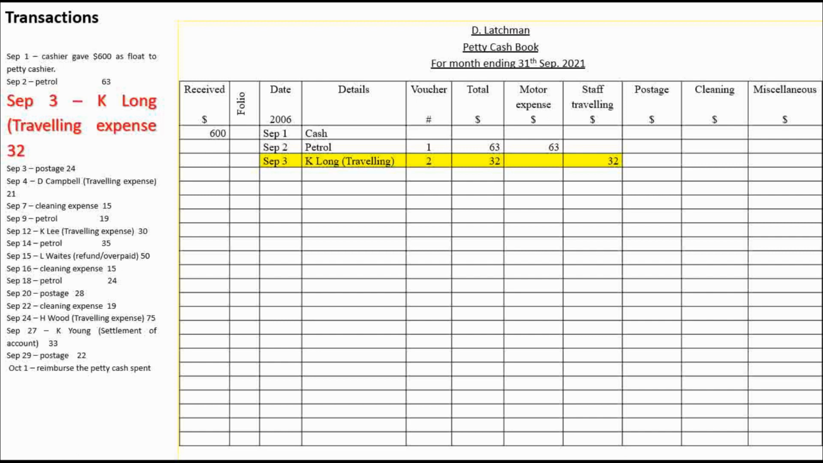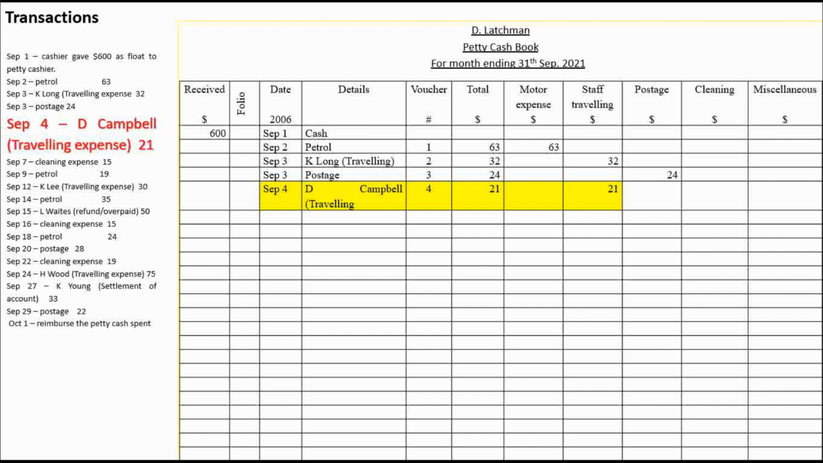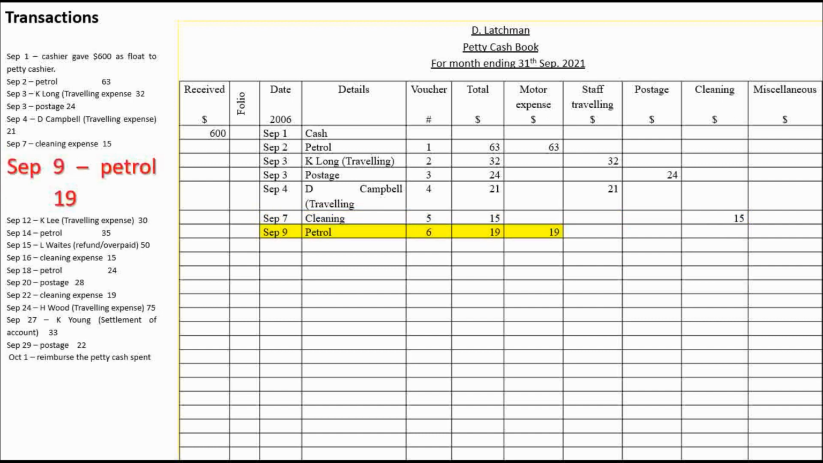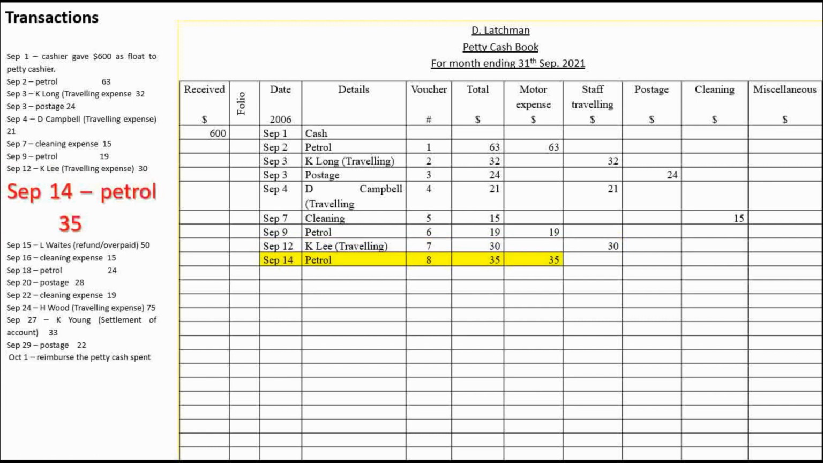3rd of September, K Long traveling expense $32. The next transaction on the 3rd of September, postage $24. 4th of September, D. Campbell traveling expense $21. 7th of September, cleaning expense $15. 9th of September, petrol $19. 12th of September, Kaylee traveling expense $30. 14th of September, petrol $35.